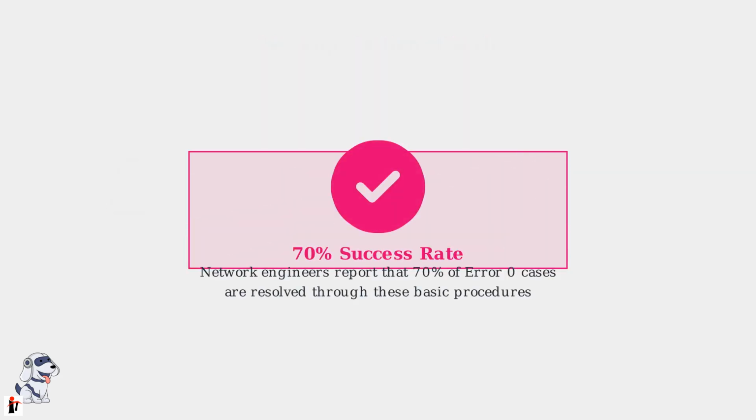According to network engineers, 70% of Error Zero cases are resolved through these basic network reset procedures. These simple steps are your first line of defense against messaging issues.